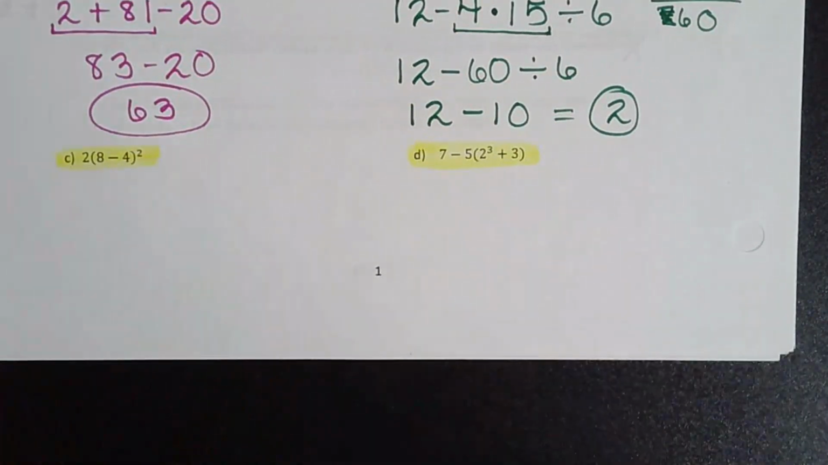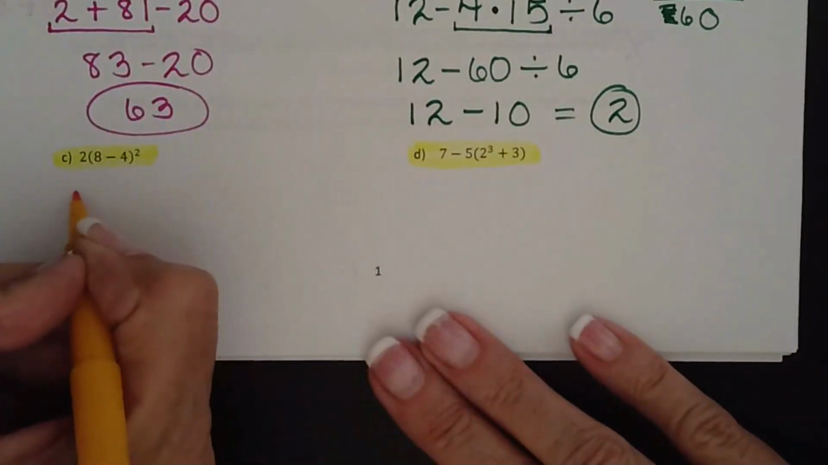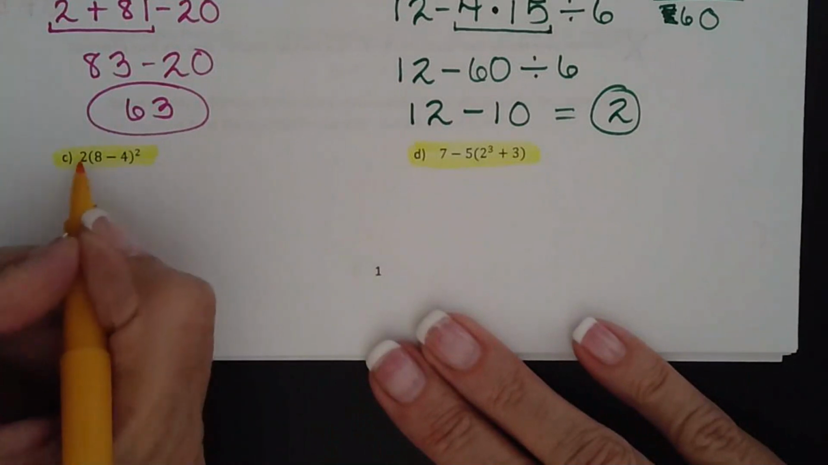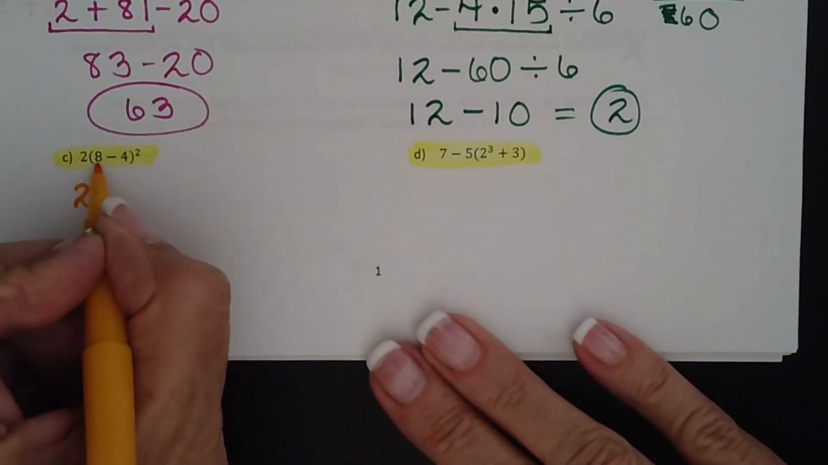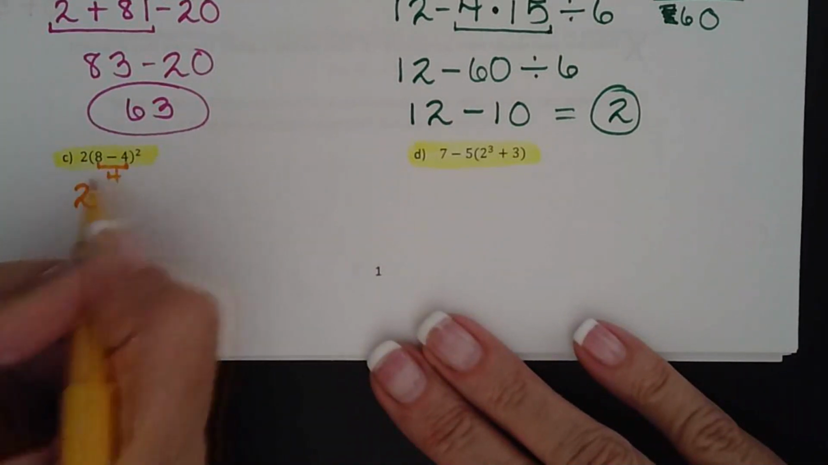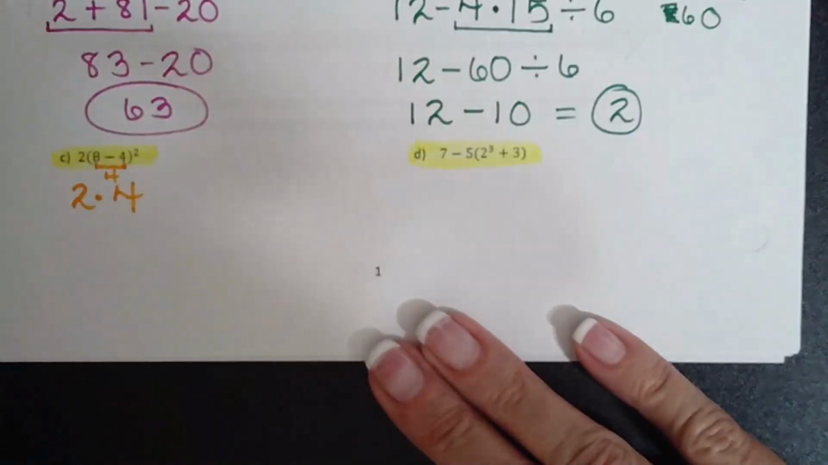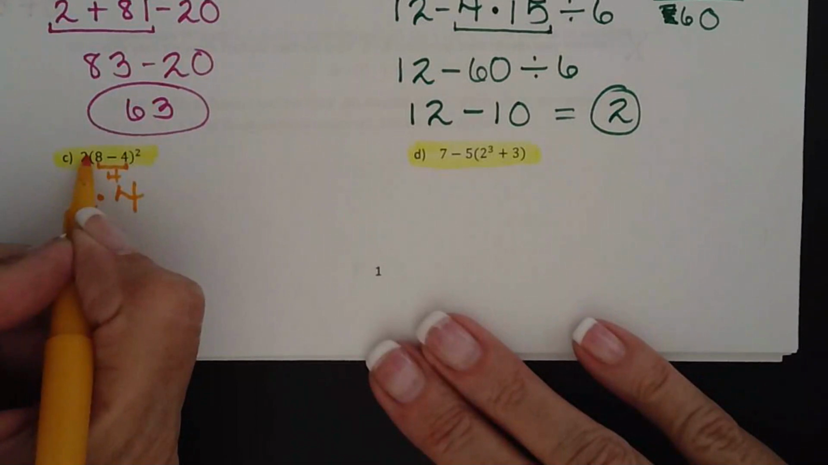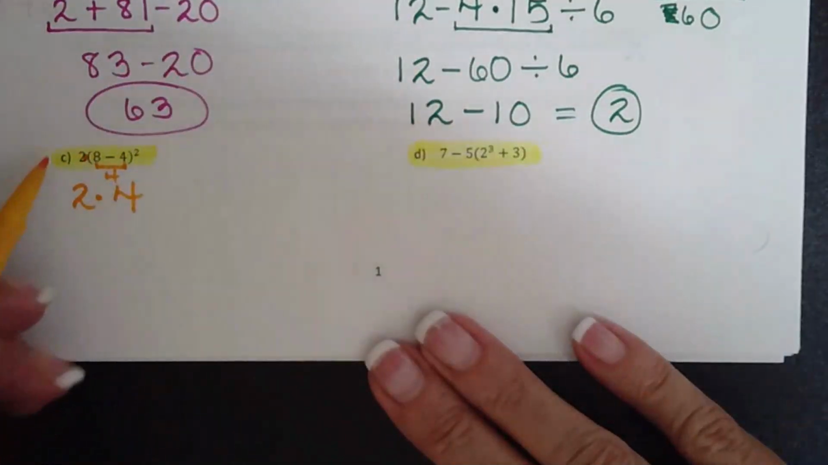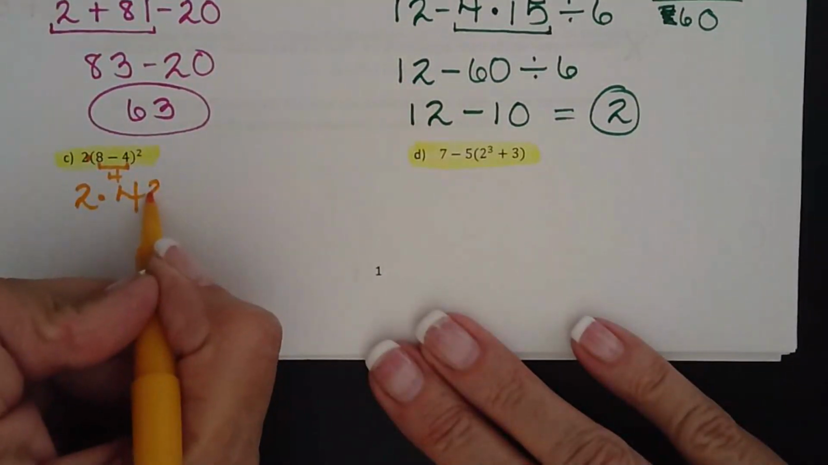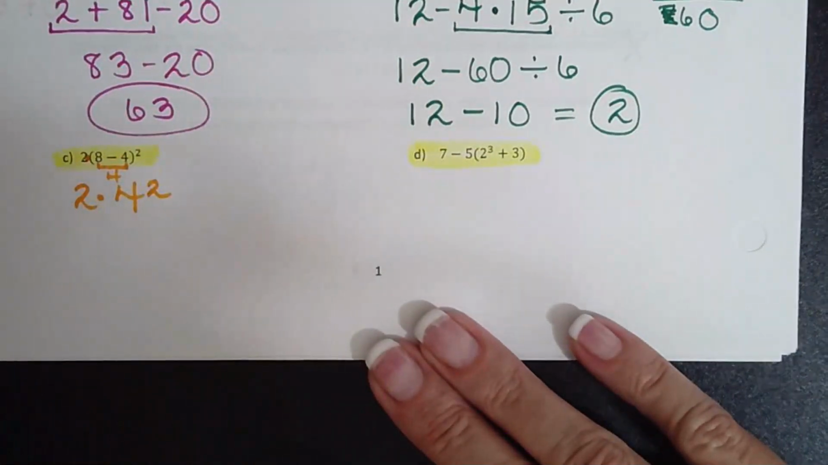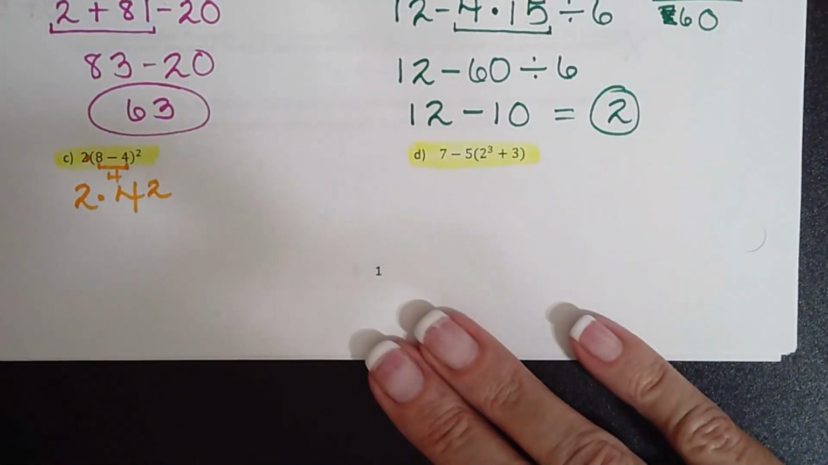Okay, so parentheses first. So that leaves me with, and remember what I said, when you figure out an answer, this answer's 4, you have to put a times sign in between 2 and 4. Because there's an imaginary times right there. So that would be 2 times 4 squared. So our parentheses are done.